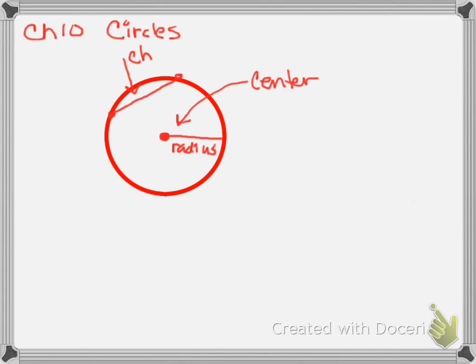If you have more than one of them, they are called radii. There's not radiuses. That doesn't exist. So more than one radius would be radii. If you have a segment that connects from one point on the circle to another point on the circle, the segment inside would be known as a chord. The longest chord in a circle goes from one side through the center to the other side. That is known as the diameter.